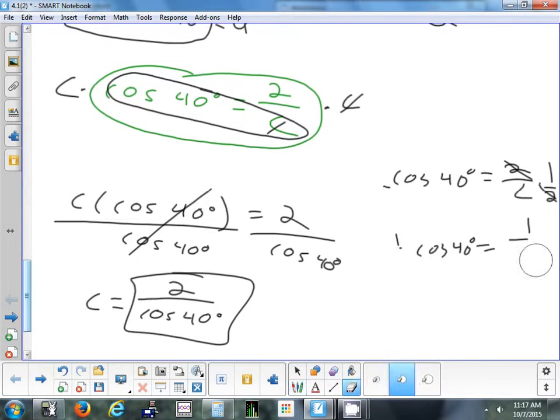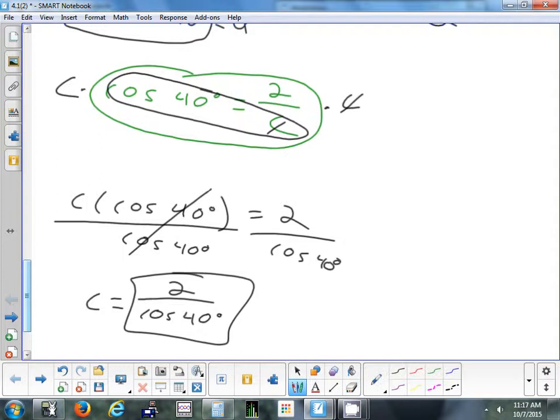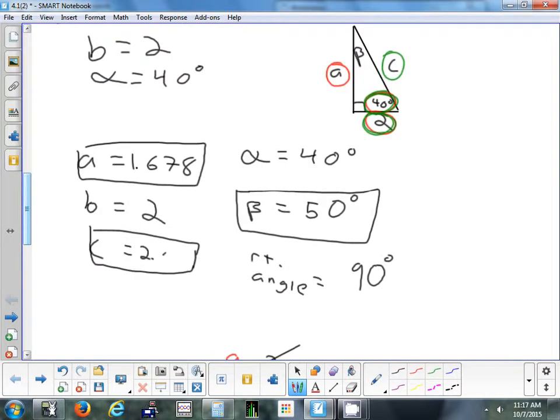Anybody get the decimal for that? What 2 divided by cosine 40 comes out to? 2.611. And that's it. That's how you solve a triangle.